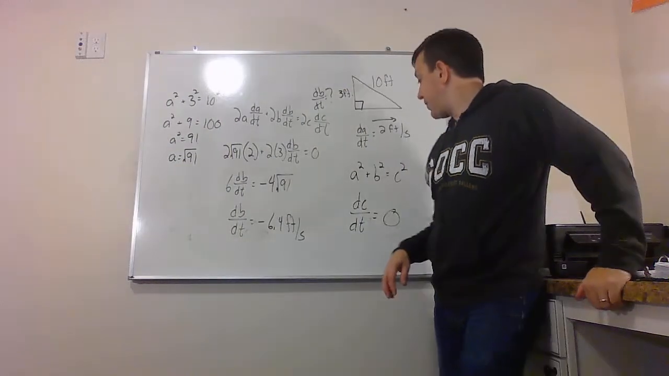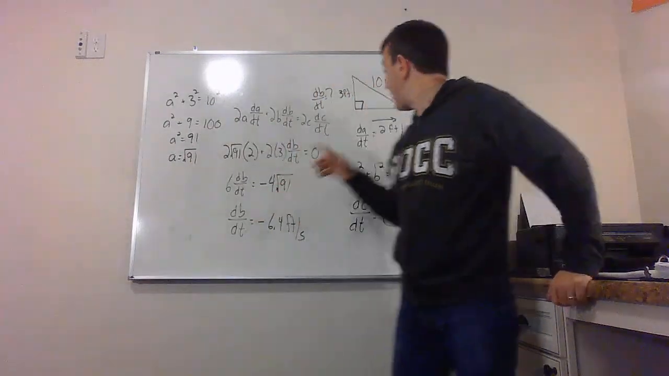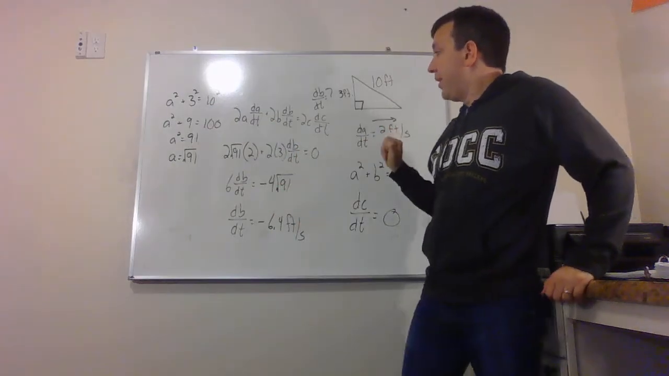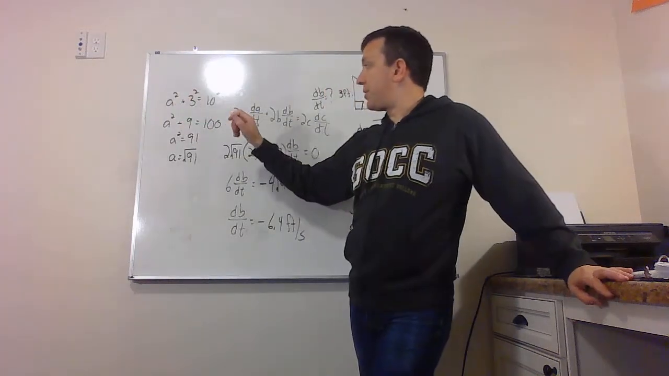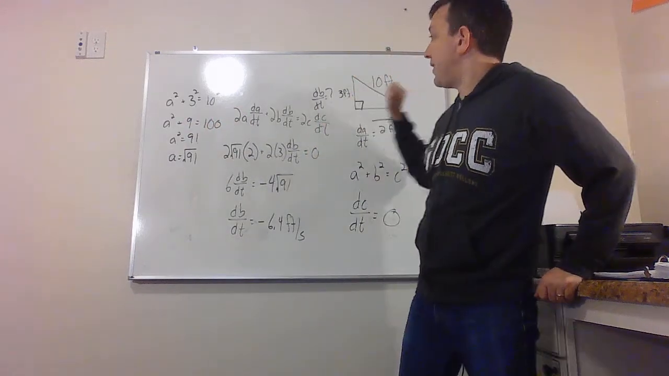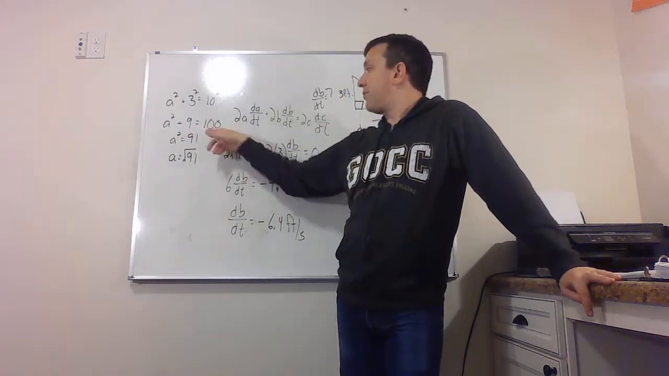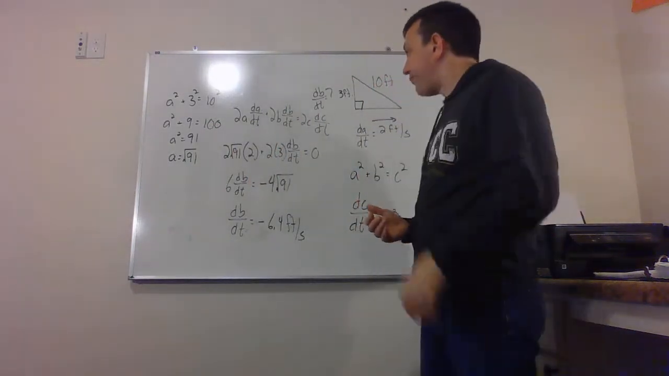All right, so let's continue on. First thing I did was I used the Pythagorean theorem to find the length of side A. Remember we said we thought we were probably going to need that. So I just did A squared plus B squared equals C squared. So A squared plus 9 is 100, filling in the 3 and the 10 for the B and the C. Subtract 9 and take the square root. Side A is the square root of 91.